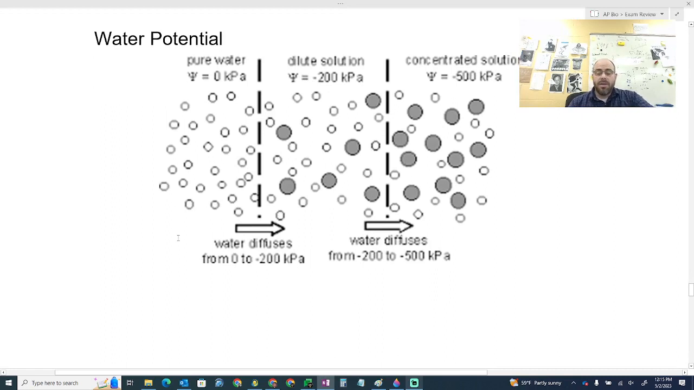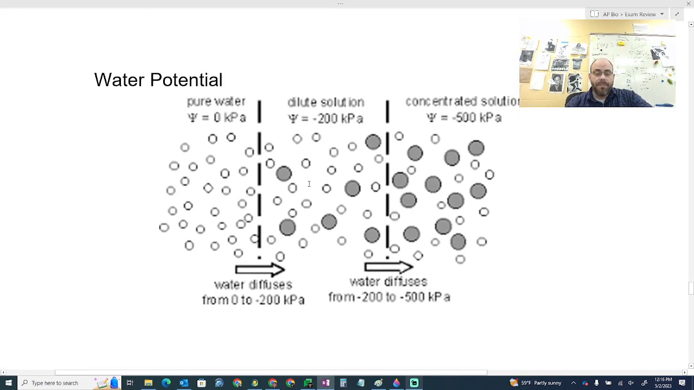And this brings us to the concept of water potential. Water potential is just simply water's potential to move and to do work. When we have water potential problems, they're always going to be dealing with two situations. There's going to be some kind of cellular membrane or some sort of semi-permeable membrane, and what you're going to be asked to do is determine which way water moves. And water is always going to move from a high water potential to a low water potential.